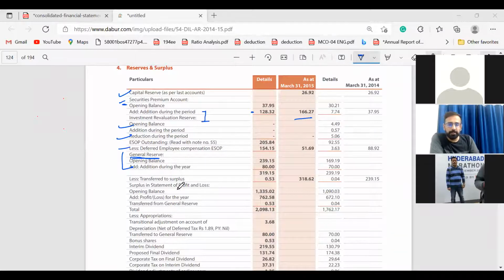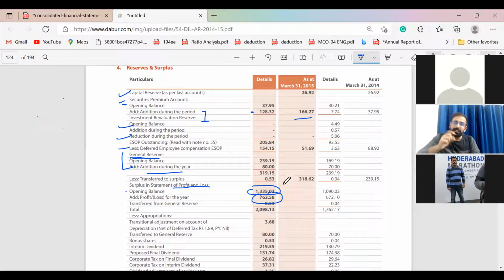Okay. So if you see here, so yeah, sorry. So opening balance of reserve is given. Then what additions they have made, then this is given. Then opening balance of profit and loss account is given, right? This is previous year balance, and during the year, company has earned profit of how much? 762 crore. We have seen in profit and loss account that company is making profit of 762 crore, right?